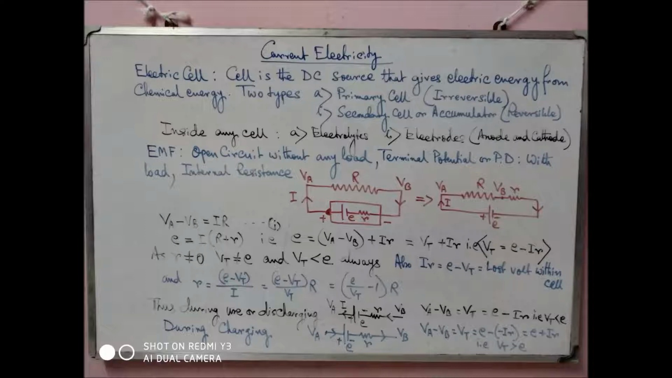There are a few names of primary cells. For example, the simple voltaic cell, Leclanche cell, Daniell cell, and the dry cell. So these are basically primary cells. But most of the time in practical life we use the dry cell. Dry cell is used anywhere, in the remote control of the AC or TV or in a torch. So we use this type of dry cell.